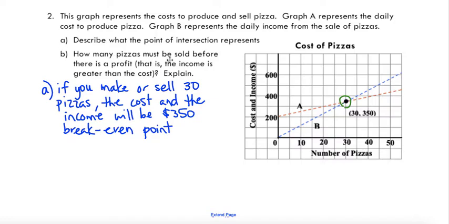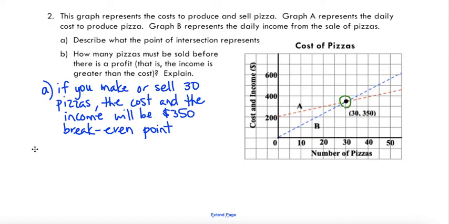So how many pizzas must be sold before there's a profit? That means that the income is greater than the cost. Remember, the red line represents the cost and the blue line represents the income. So when is the blue line above the red line? That occurs after our point of intersection. So any number of pizzas we sell after 30 will mean that we have a profit in our bank.